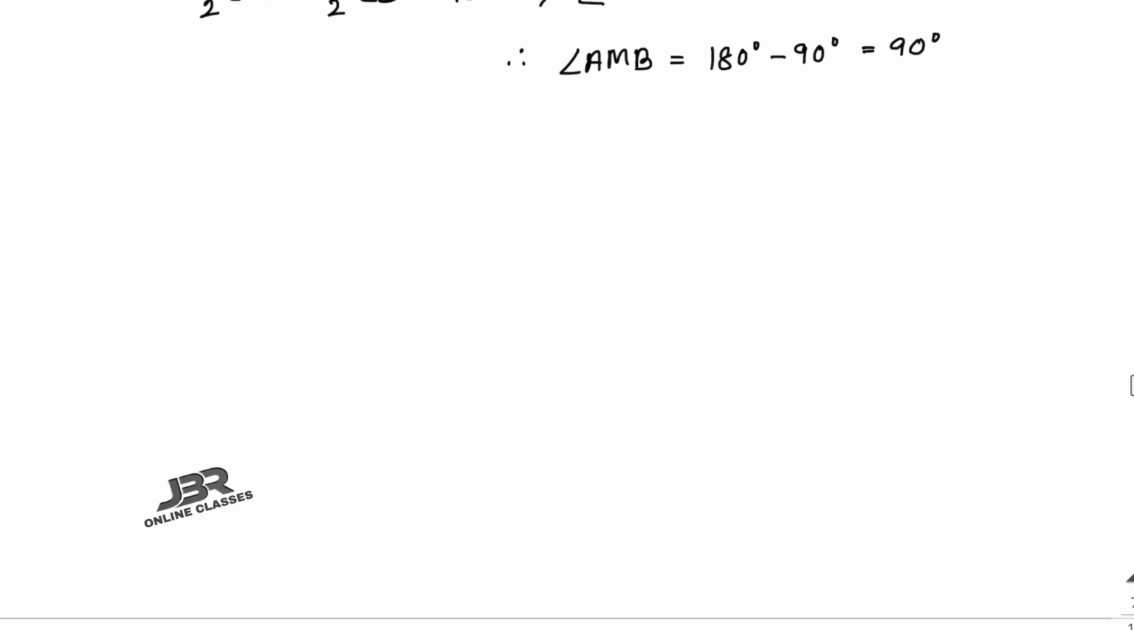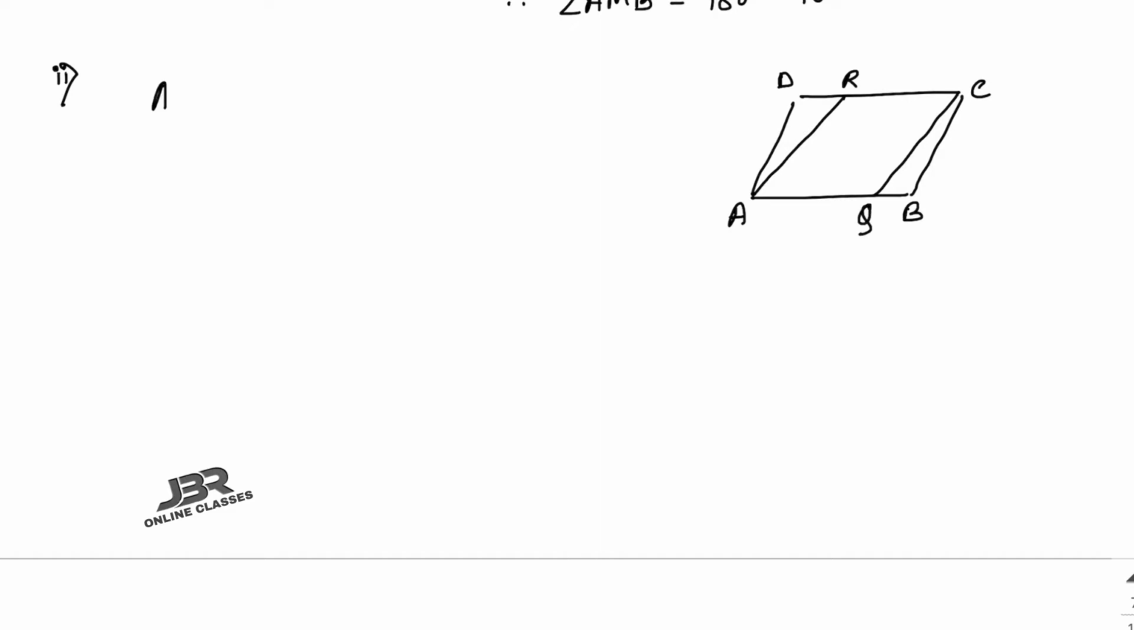Now next one, sum number 11.2. Prove that the bisectors of any two opposite angles of a parallelogram are parallel. Okay, so that means first we have to draw a parallelogram. Now the bisectors of opposite angles. So ABCD is the parallelogram. So the bisector of A, this one, and the bisector of C, this one. Write here R and Q. Now you have to show that AR is parallel to CQ.